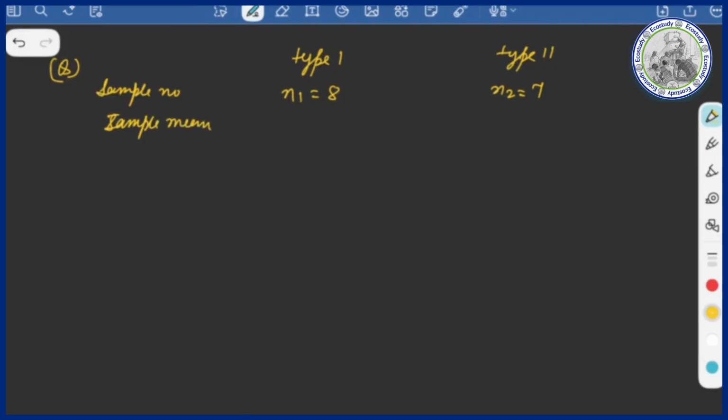Let me give one example so that the concepts will be more clear. Suppose samples of two types of electric bulb were tested for the length of life. I only write the important data. The sample sizes are n1 equal to 8 and n2 equal to 7. The sample means are x1 bar equal to 1234 hours and x2 bar equal to 1036 hours.